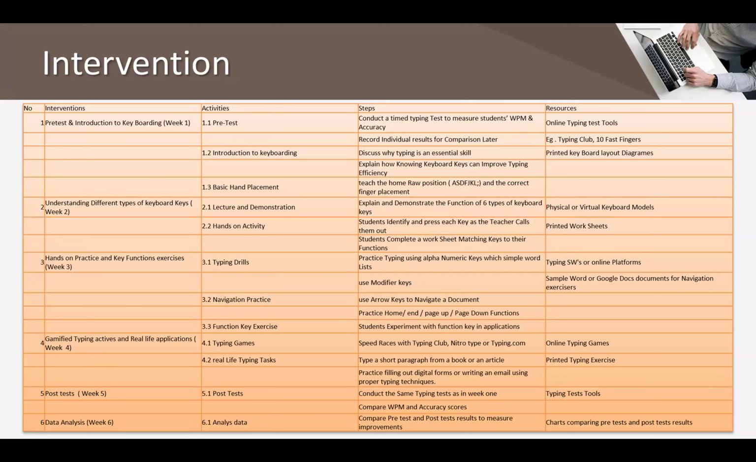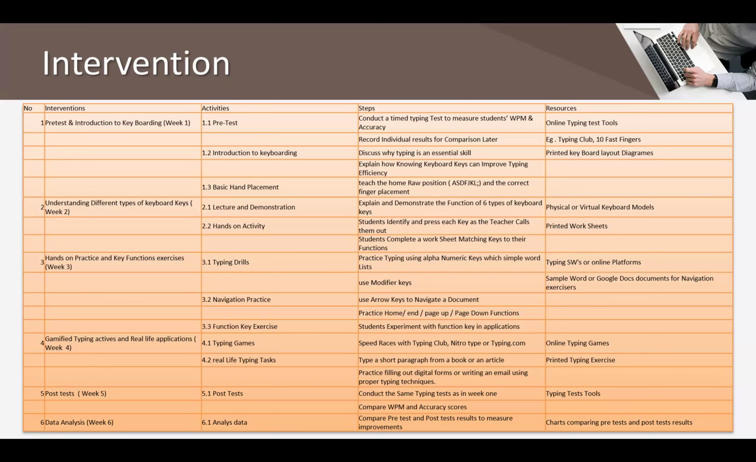Then week 2, understanding different types of keyboard keys. I will first go through a lecture and demonstration to explain the function of 6 types of keys, including alphanumeric keys, function keys, navigation keys, modifier keys, and special keys.